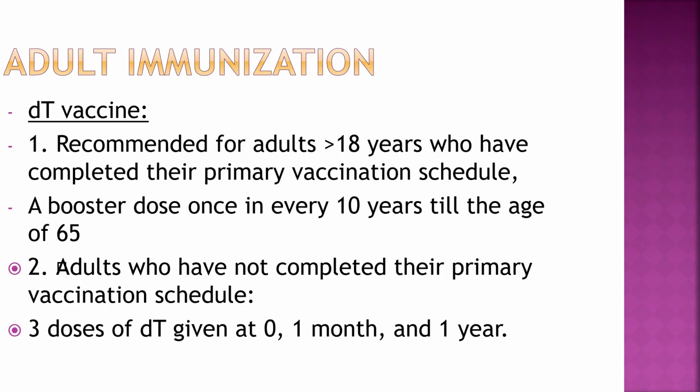In adult immunization, the DT vaccine is used, that is tetanus toxoid and adult diphtheria toxoid. Adults more than 18 years old who have completed the primary vaccination schedule get a booster dose once every 10 years till the age of 65. Those who have not completed their primary vaccination schedule are given 3 doses of DT: at 0, 1 month, and 1 year.